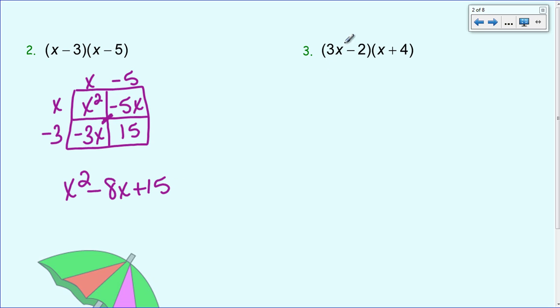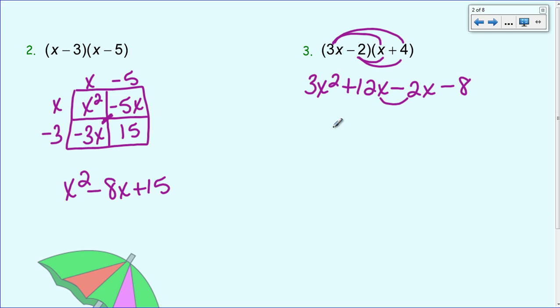So look at number 3. Let's do double distributive property. I'm going to do 3x times x, which makes 3x squared. And then I'm going to do 3x times 4, which makes 12x. And then down here I have negative 2 times x, which makes negative 2x. And then negative 2 times 4 makes negative 8. These I can put together, so I end up with 3x squared plus 10x, because 12 minus 2 is 10, minus 8. So I end up with a trinomial as my answer, and that's what it looks like.